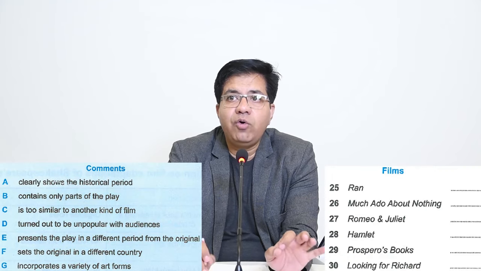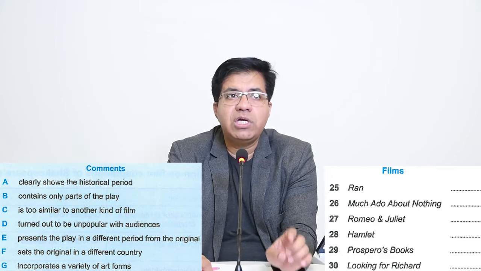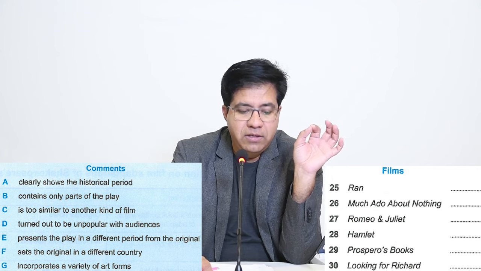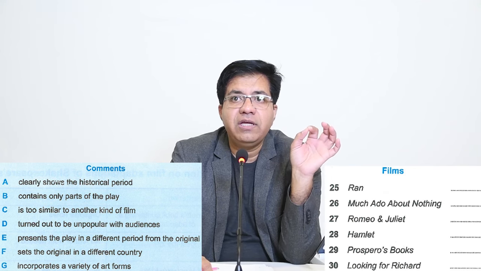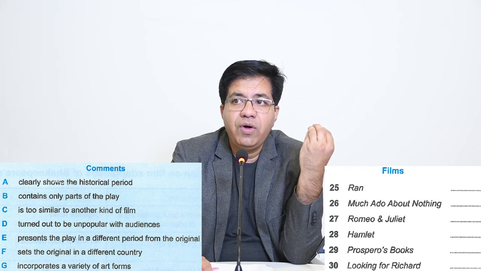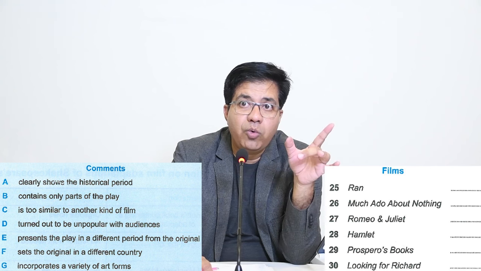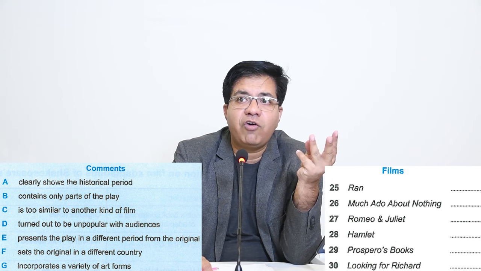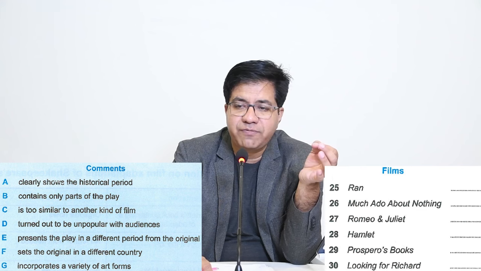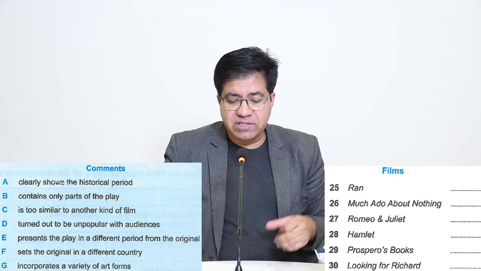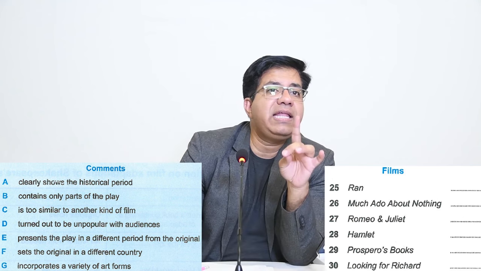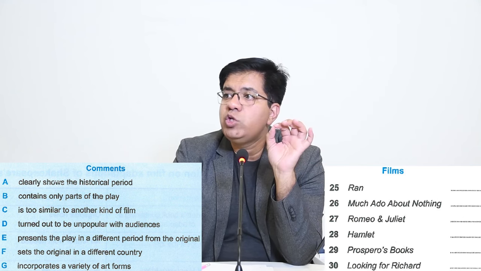Okay, now we have matching in part 3. There are options in comments and you got to match them with films, right? So whenever you come across such type of questions, you have to see where is the information. If you look at questions 25 to 30, they are the names of movies. So if you read all these names, will you get any information? No. So never read the names of books, names of movies, parts of presentation, names of cities and all that. You should always read where there is the information, comments. So when they give you 30 seconds to read the questions, you will read comments.